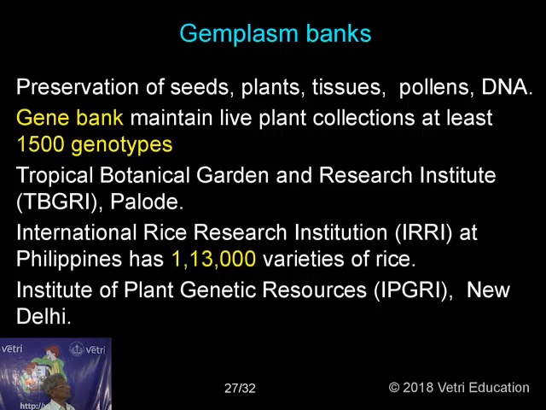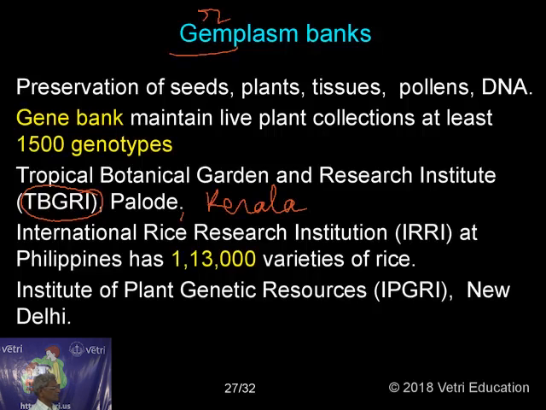They have what are known as germplasm banks. Sorry, it's a mistake. You don't preserve the germs. Germplasm. Now these gene banks or germplasm banks preserve seeds, plants, tissues, pollens, DNA. Live plant collections, at least 1,500 genotypes, are maintained. The Tropical Botanical Garden and Research Institute, TBGRI, a very famous national institute, is in Palode, Kerala. This is one of the very important places where germplasm is kept.